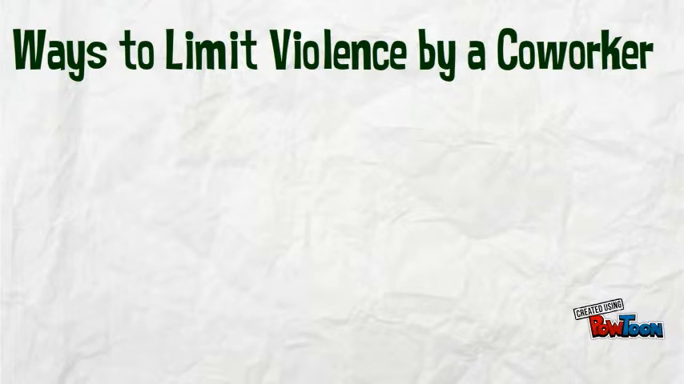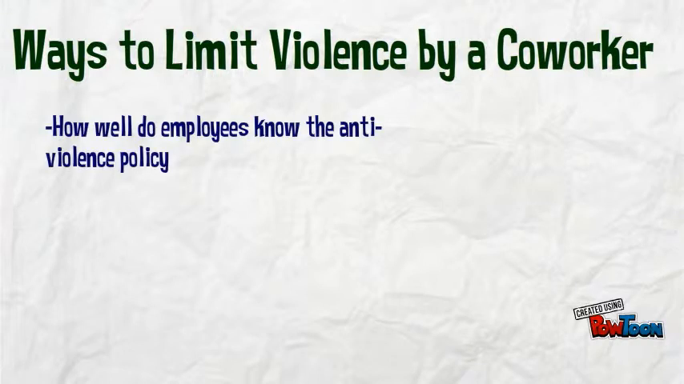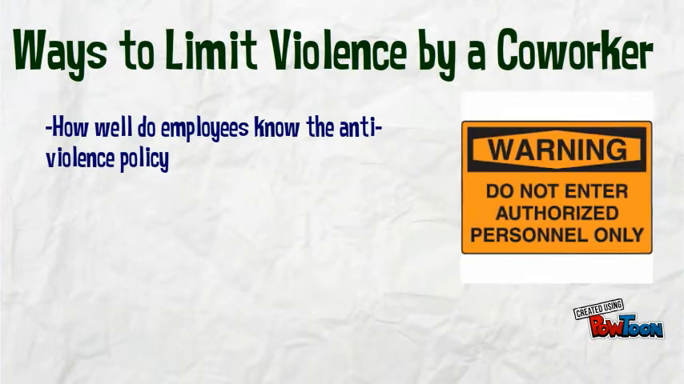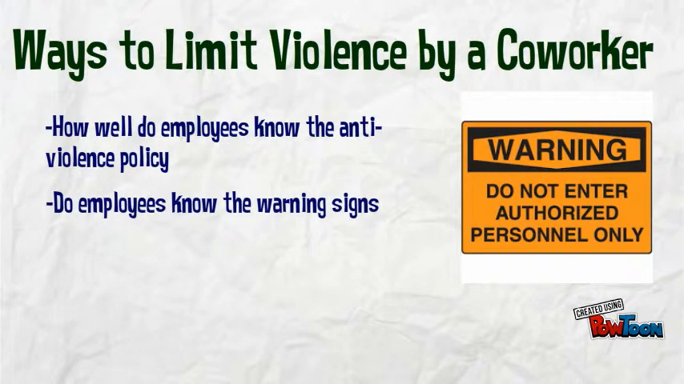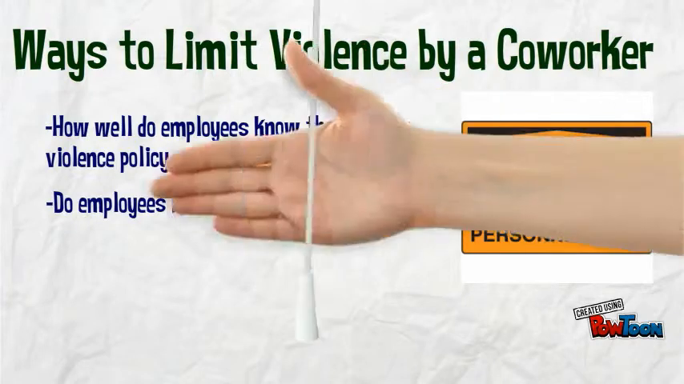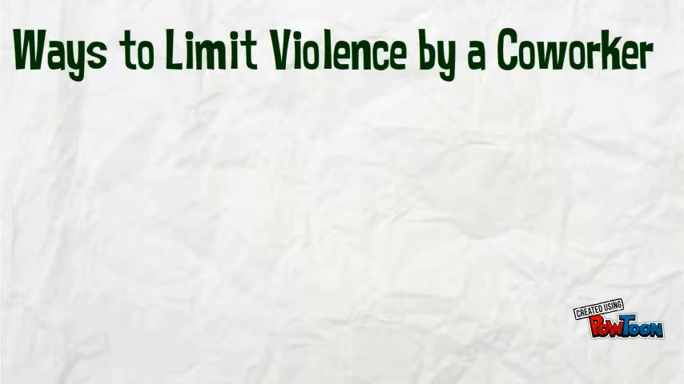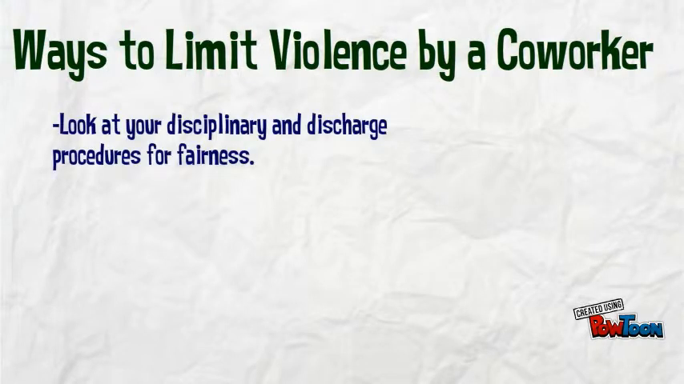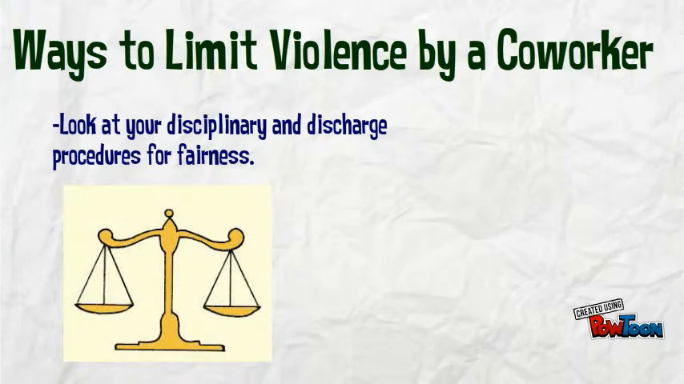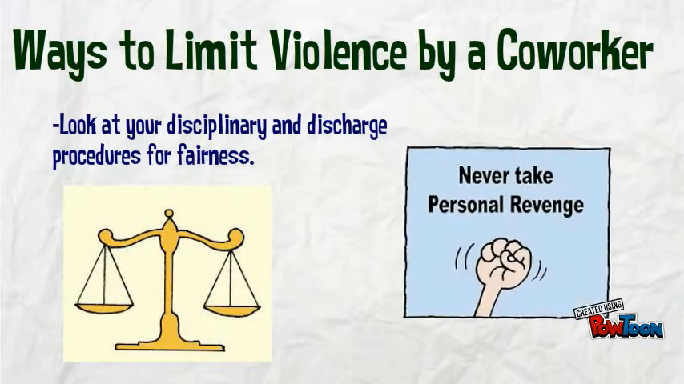A few ways to limit this type of violence are by seeing how well your employees know the anti-violence policy and determining how well your employees are trained to know warning signs of violence. Also, you can look at your disciplinary and discharge procedures to see if there needs to be a change to make it fair for everyone. The last suggestion is very important because you do not want to fire or discipline someone in such a way that they want to get revenge.